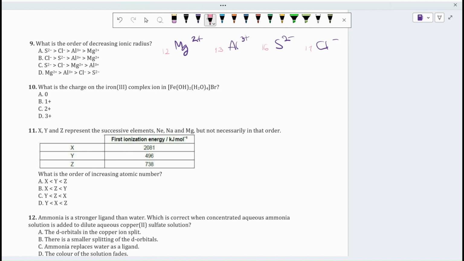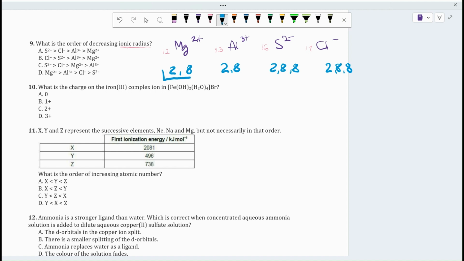So decreasing ionic radius. If magnesium usually has 12 electrons, but it's lost 2, it has 10. So it'll have 2 in its first shell and then 8 in its second. It'll be the same for aluminium. For sulfur and chlorine, they're gaining 2 and 1 respectively. So that will be 2, 8, 8. And again 2, 8, 8.